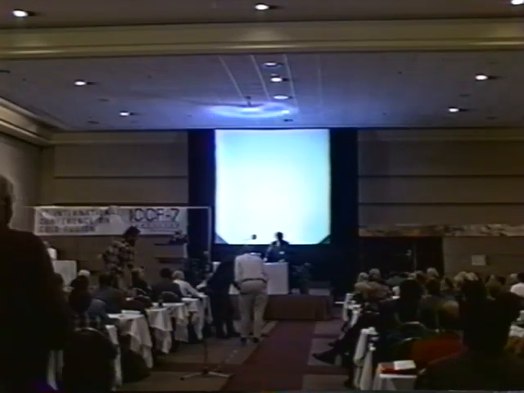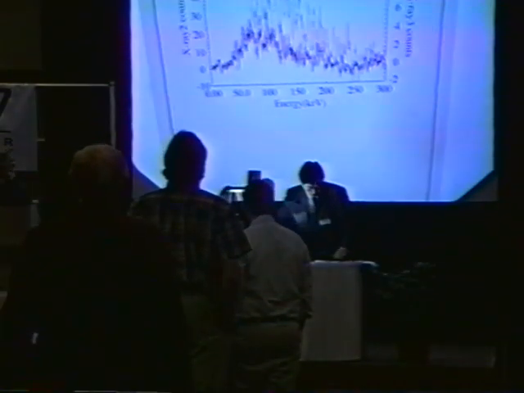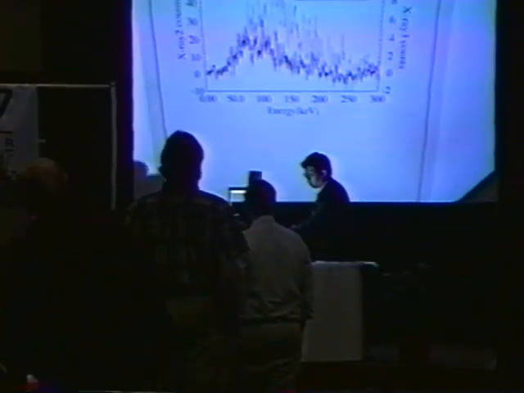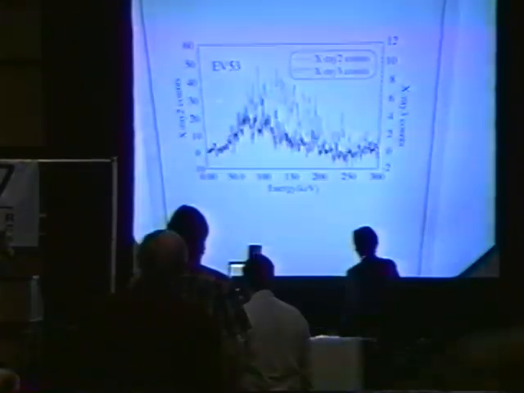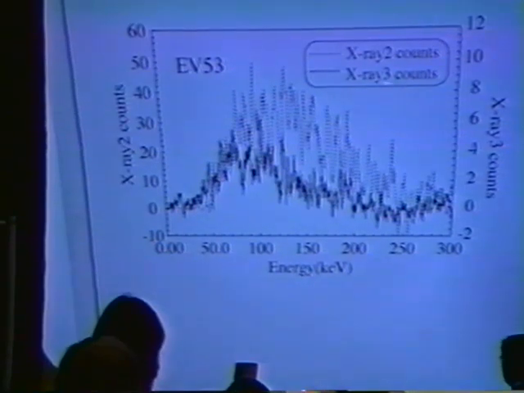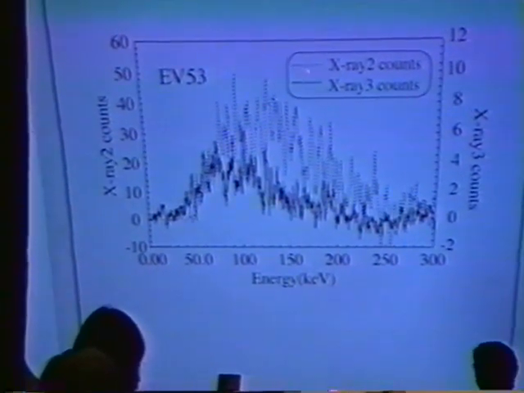Were you able to get an X-ray spectrum? X-ray spectrum? Because excess counting is very low, it's a low level count, but we get the X-ray spectrum shown here. This figure shows the X-ray spectrum average per channel. Solid line, the X-ray 3 count and dotted line X-ray 2 count.